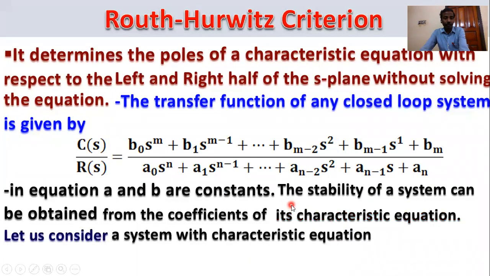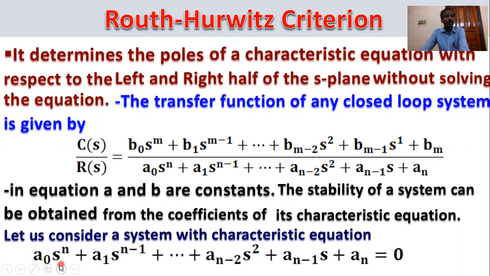Then let us consider a system with characteristics equation A0 s to the power n plus A1 s to the power n minus 1 plus dot dot dot plus An minus 2 s square plus An minus 1 s plus An s to the power 0 equals to 0. This is the characteristics equation. Our denominator term is the characteristics equation, where A0 greater than 0. From this characteristics equation, determine the stability of the system by using Routh-Hurwitz criterion.